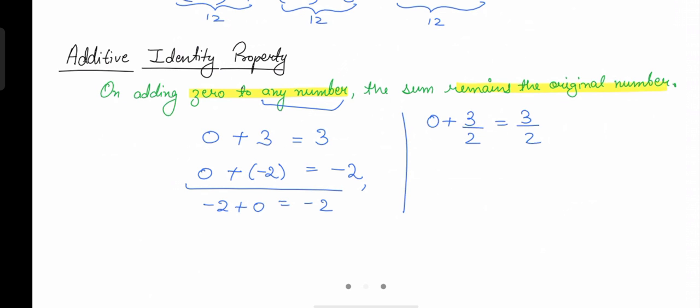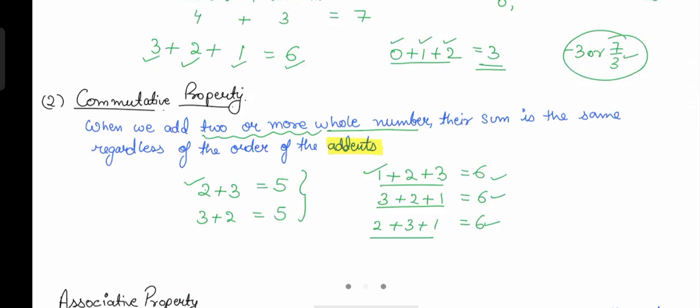You can add 0 to any number you wish, and you will get the original number back again as the answer. If I add 0 to 37, my answer will be 37. Let's say I add -3 to 0, my answer will be -3 only. If I add 5 by 7 to 0, my answer will be 5 by 7 only. So no matter what you add with 0, you will get the same original number back as the answer. And these were the four properties of addition which we have understood today.